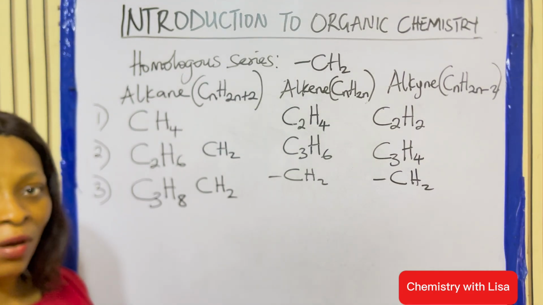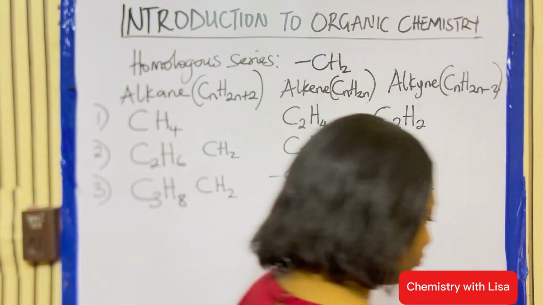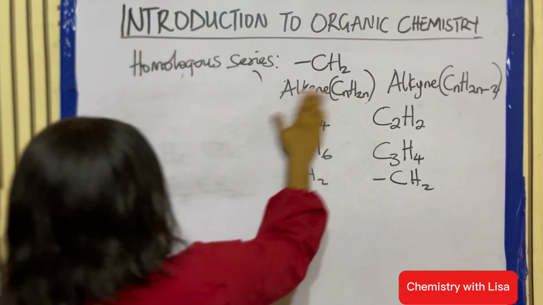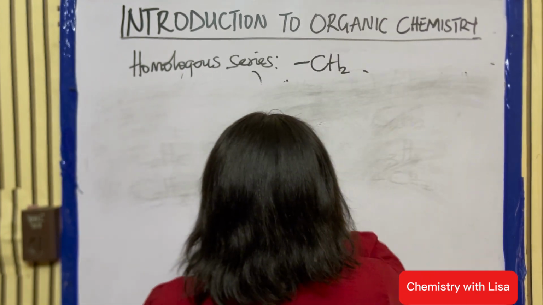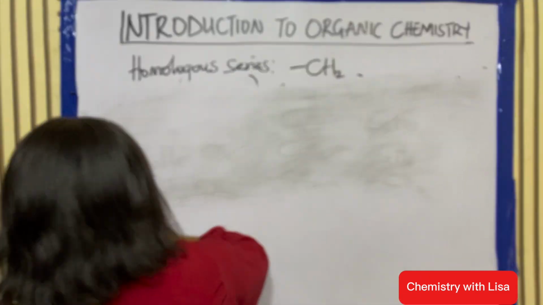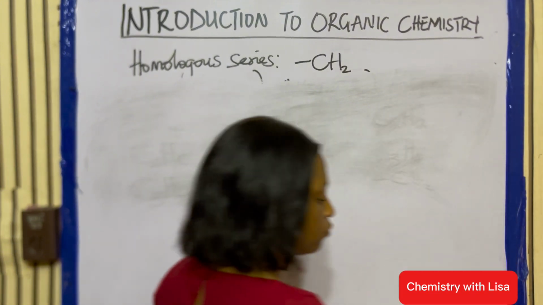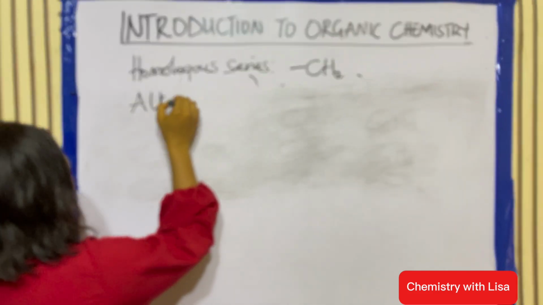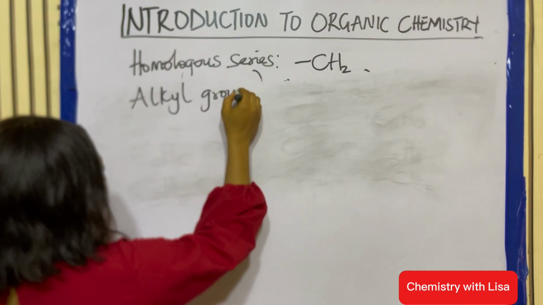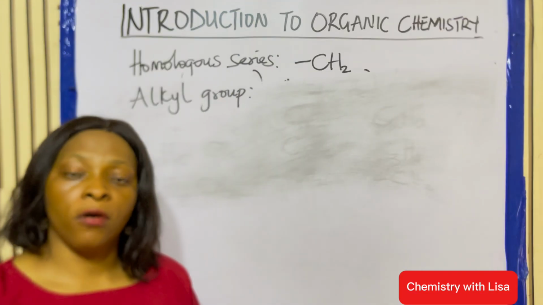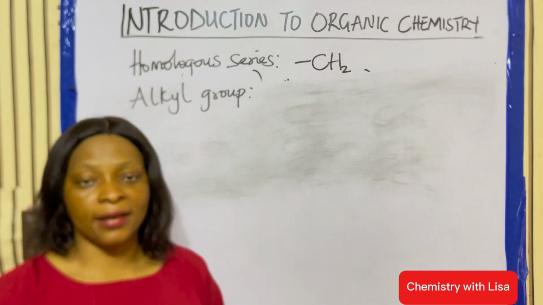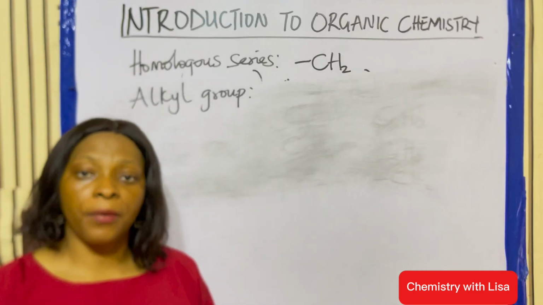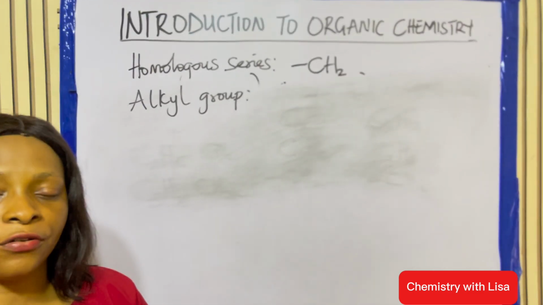So let's look at the next one, the alkyl group. All right, so the alkyl group. The alkyl group is a family of organic compounds that are derived from alkane by a loss of 1 hydrogen atom. A family of organic compounds derived from alkane by a loss of 1 hydrogen atom.